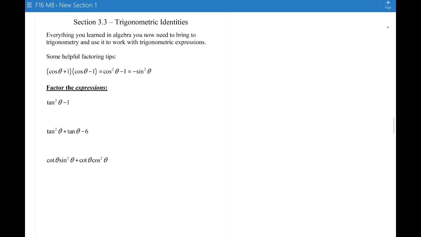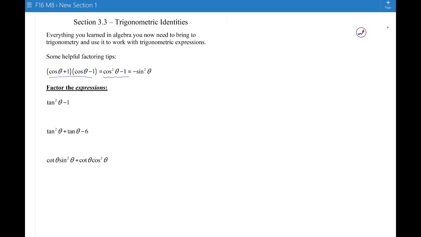So everything you learn in algebra, you now need to bring to trig and use it to work with trigonometric expressions. So here's some helpful factoring tips. Recall the difference of squares factoring. If I have the cosine squared of theta minus 1, it factors as cosine of theta plus 1 times cosine of theta minus 1 because it's a difference of squares.